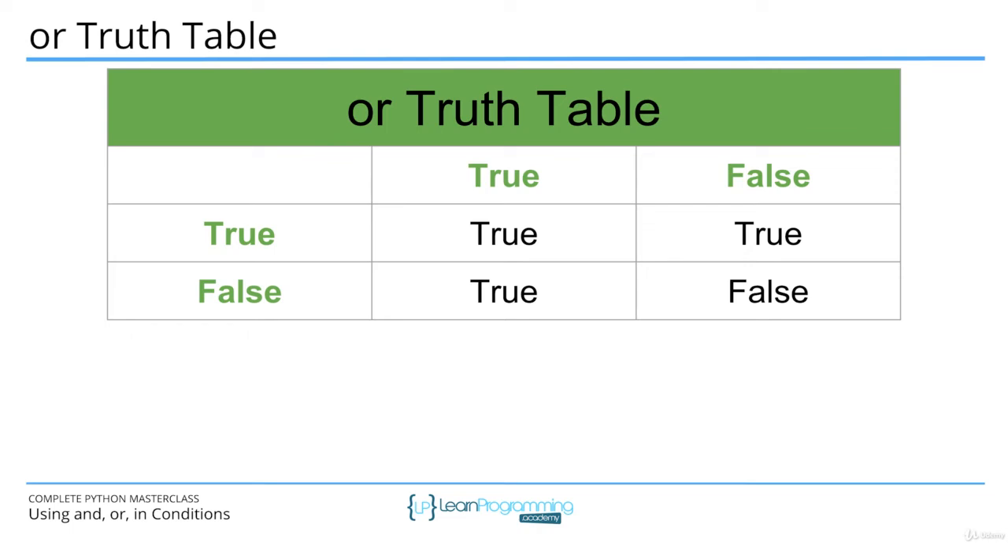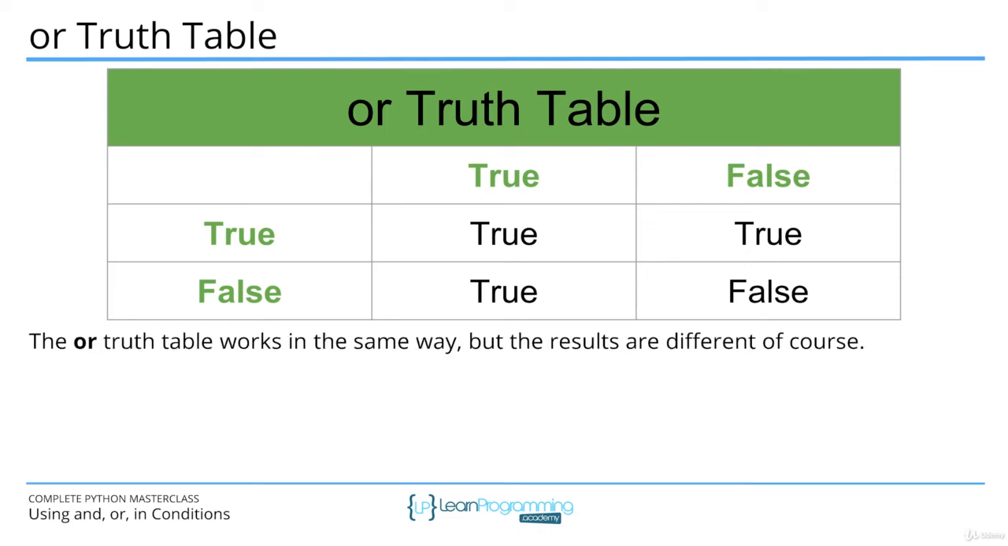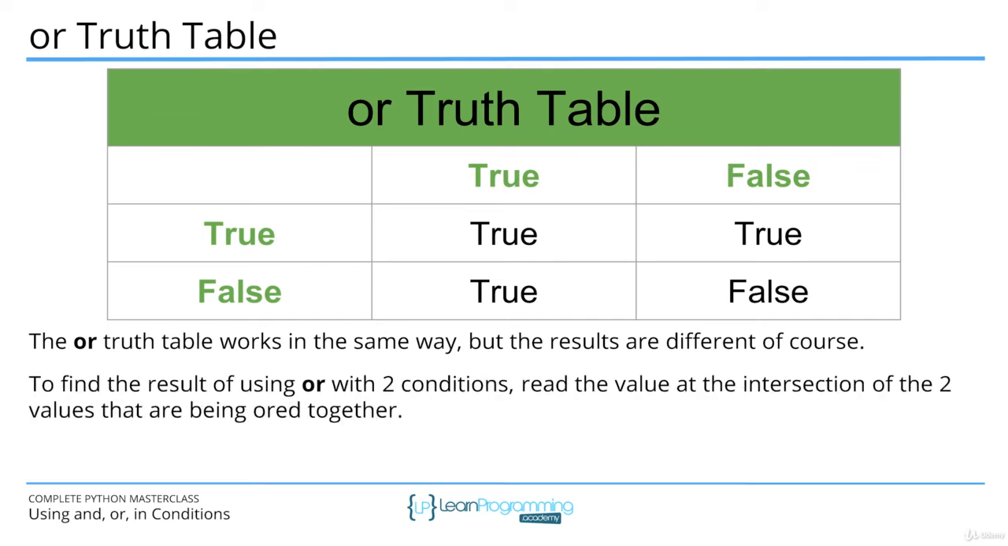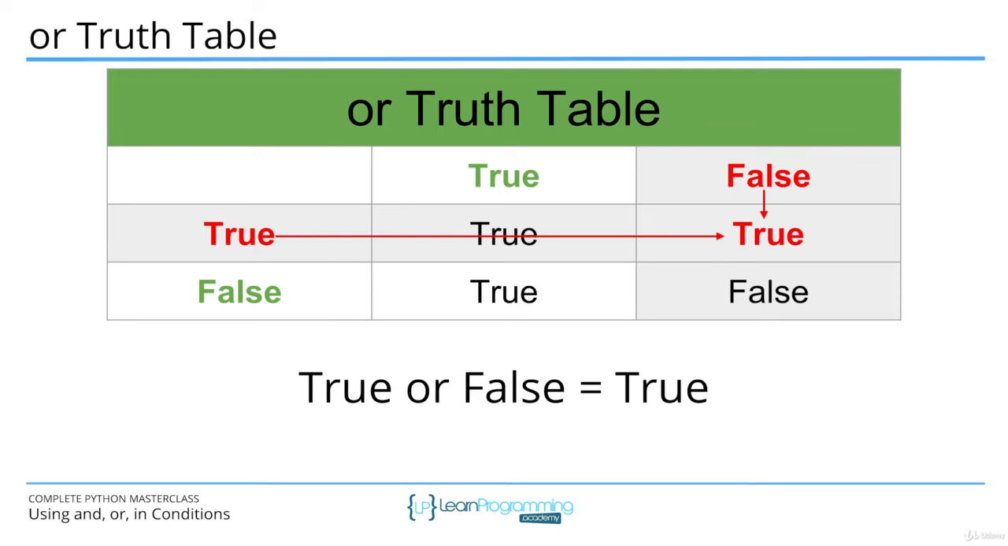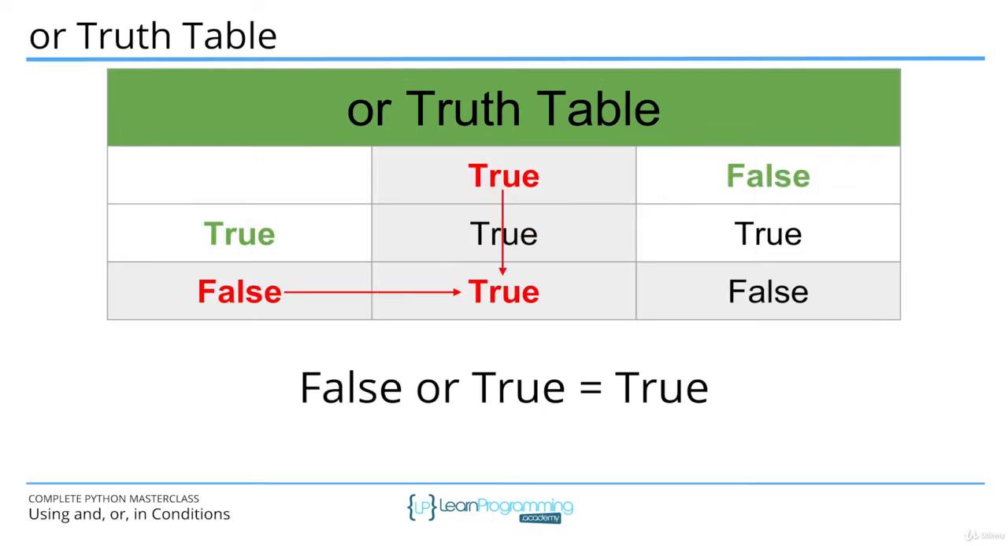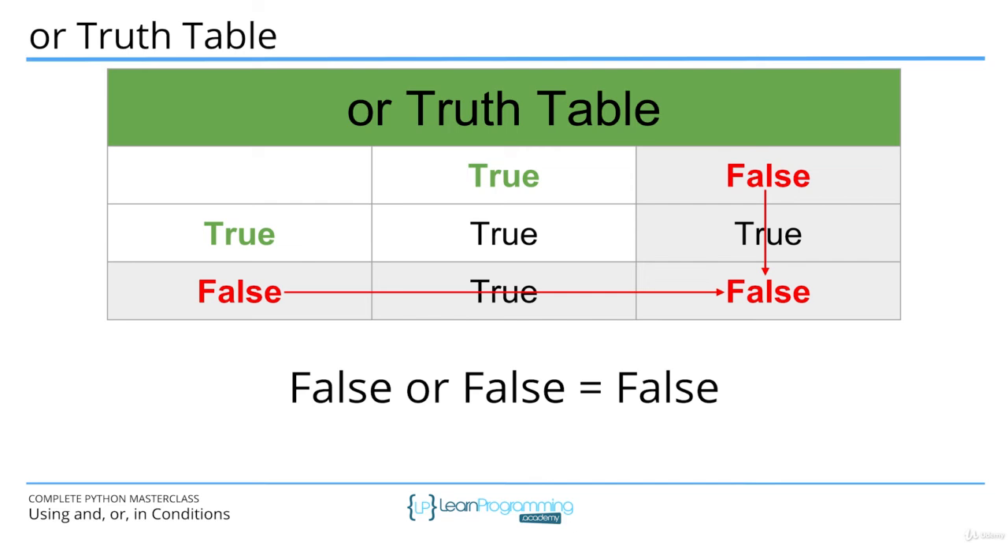Now let's look at the OR truth table. So the OR truth table works in the same way, but the results will be different, of course. So to find the result of using OR with two conditions, read the value at the intersection of the two values that are being ORed together. So the first one, true or true, well, that gives us true. True or false, that also gives us true. False or true equals true. And lastly, false or false, well, that'll give us false.